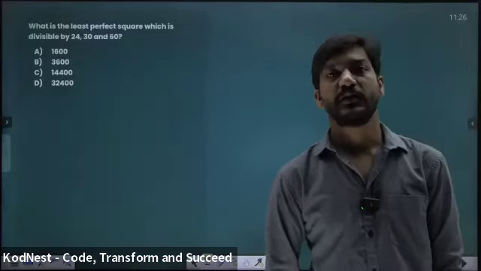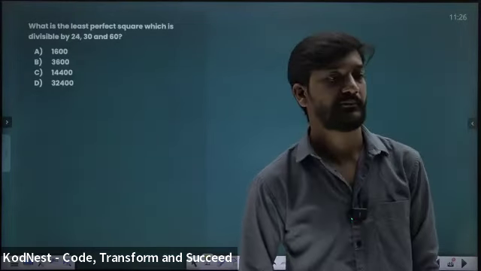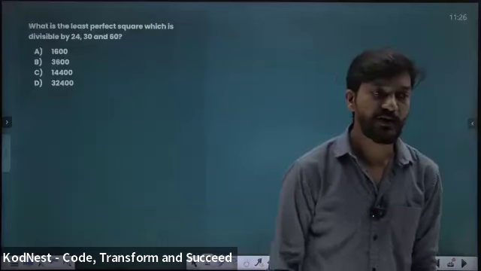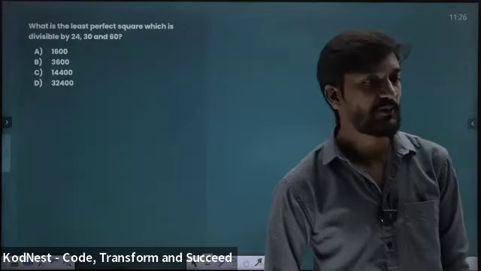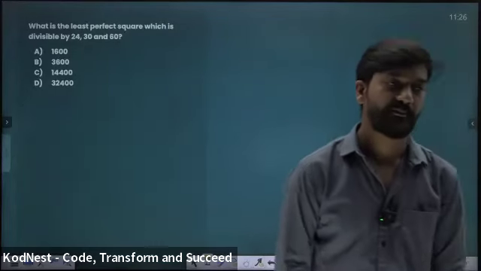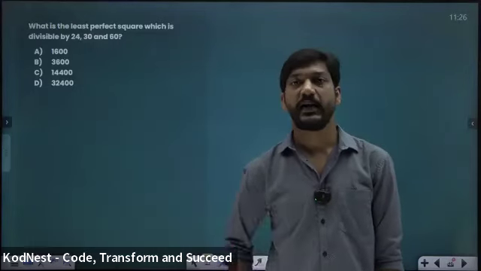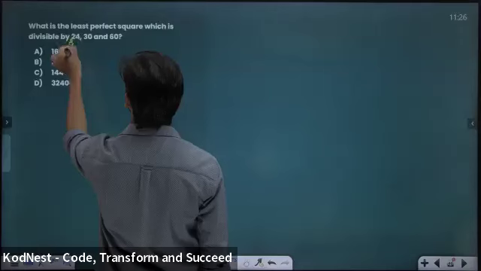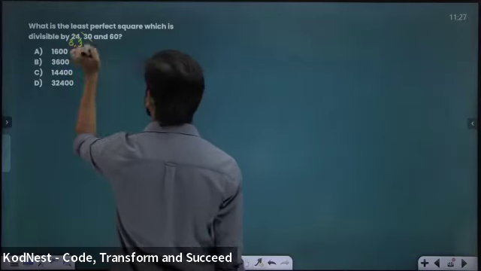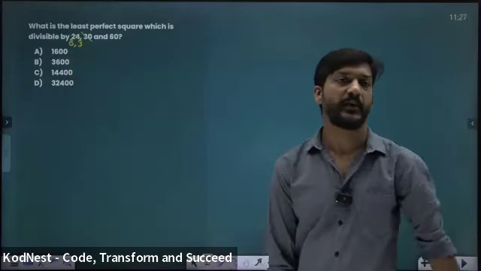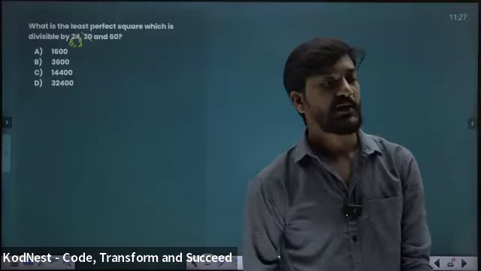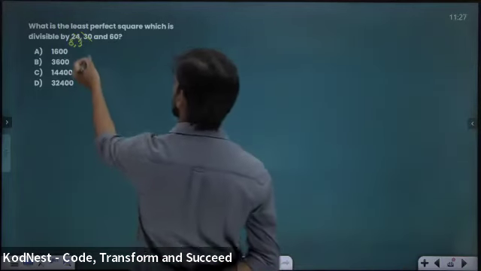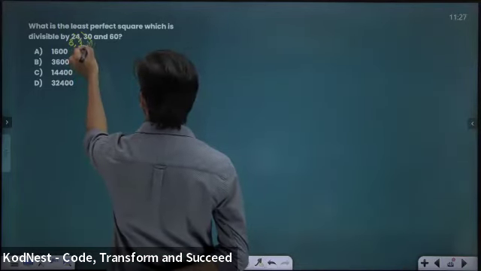24. What is the divisibility rule? I want to check with 24. What is the divisibility rule? Yes, 8 and 3. So don't check with 24. Check with 8 and 3. For 30, what is the divisibility rule? What is the rule? 3 and 10. Okay, 3 and 10. So don't take 30, take 3 and 10.